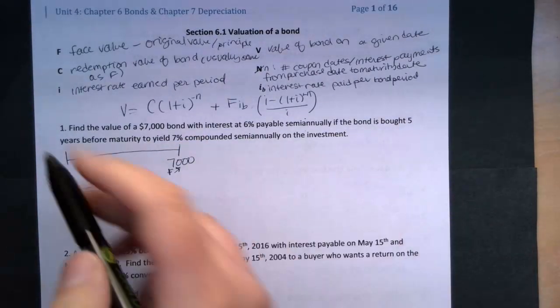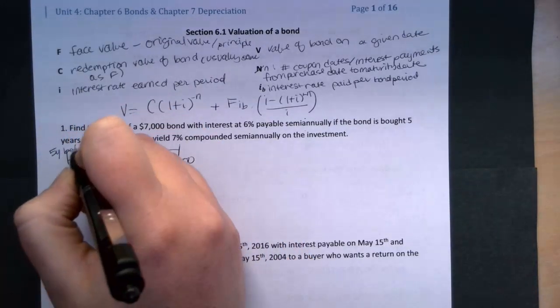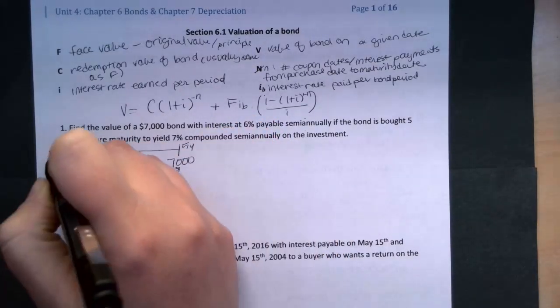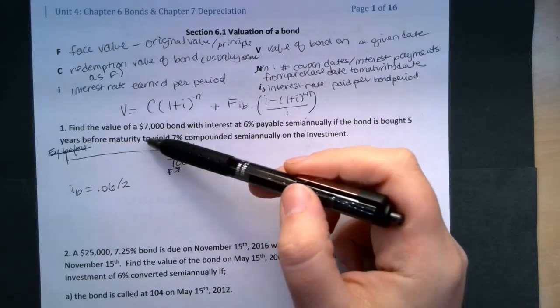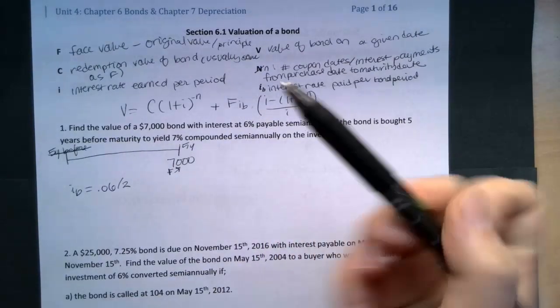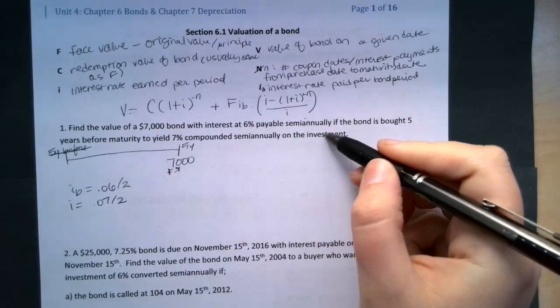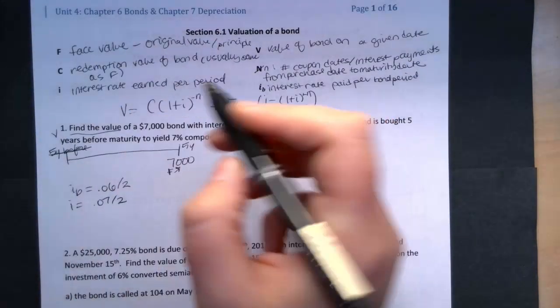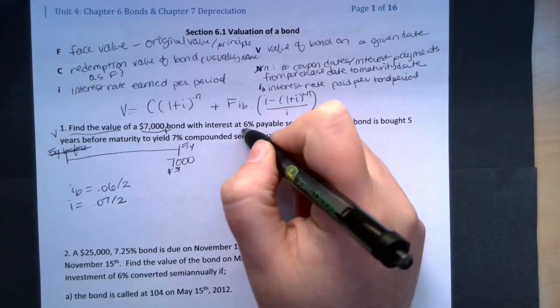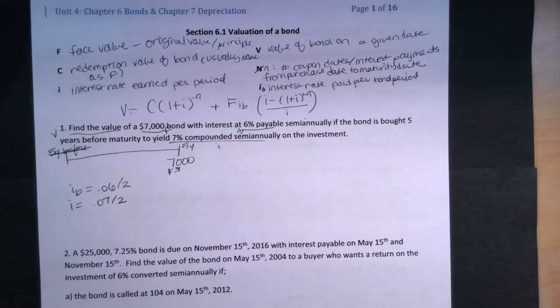If the bond is bought 5 years before maturity, that means over here we have 5 years before, or you could put the 5 years over here and just leave that as now. It's up to you. It needs to be on your timeline somewhere. To yield 7% compounded semi-annually, we know our I is 0.07 over 2 on the investment. We want to find the value, so this is V. Then this is F, this was IB, and this was I. Just putting all the pieces together.